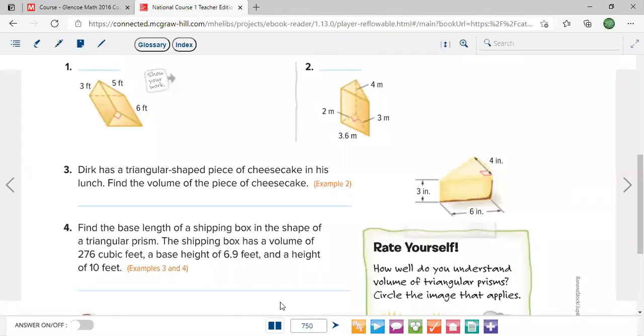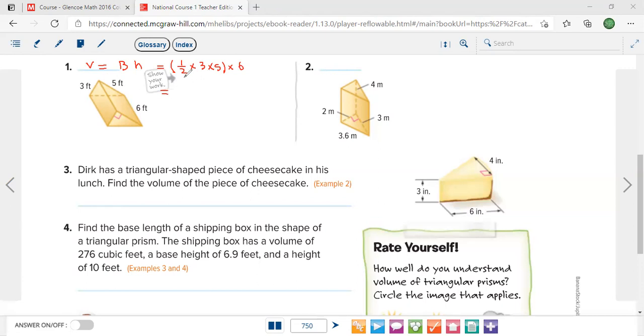In the guided practice problem number 1, we want you to find the volume of this triangular prism. So you know the rule: V equals base area times height. Base area is half multiplied by the base length of the triangle multiplied by its height, so 3 by 5, multiplied by the height of the prism, which is 6.